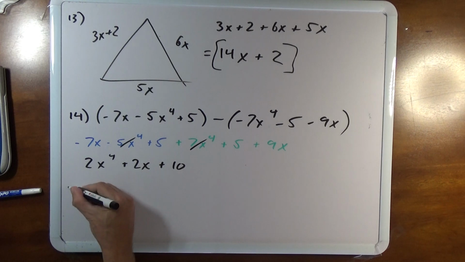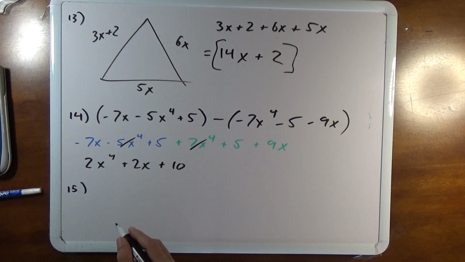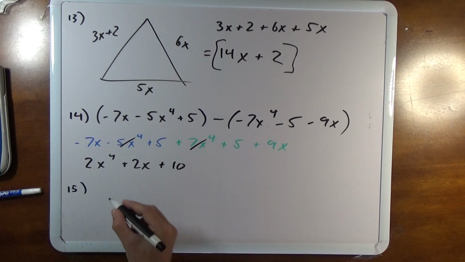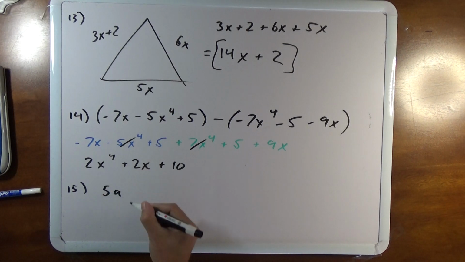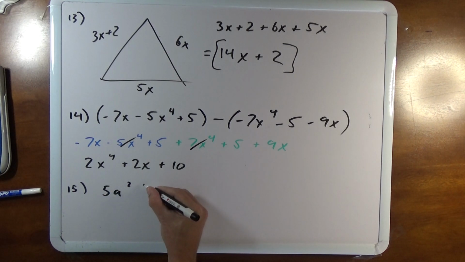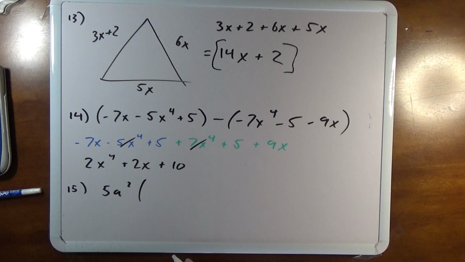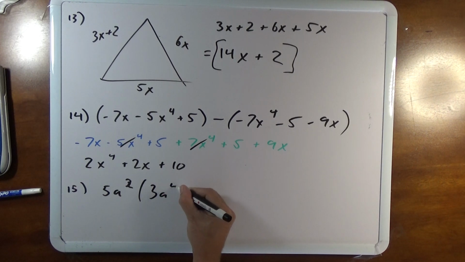I think I can do 15 under here. Simplify the product. 5a squared times 3a to the fourth plus 3b.